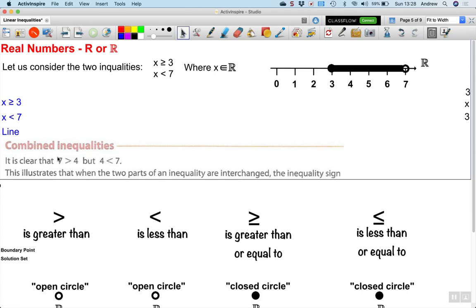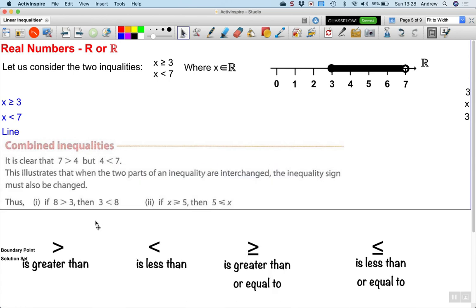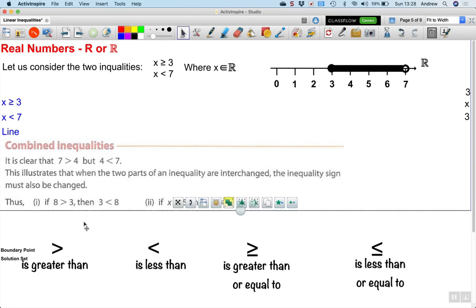So if I bring the 4 over to the left and the 7 over to the right, you must make sure that the sign changes direction because it must still be pointing towards the 4. Just to reinforce this: if 8 is bigger than 3, the sign is pointing towards the 3, then 3 is less than 8, and therefore the symbol is still pointing towards the 3.